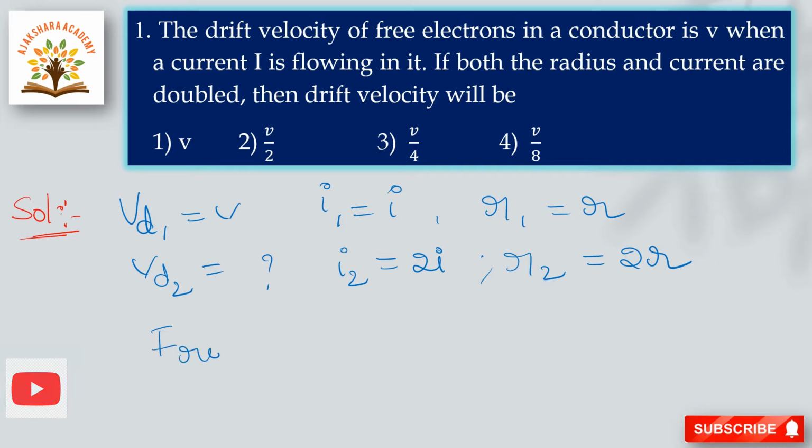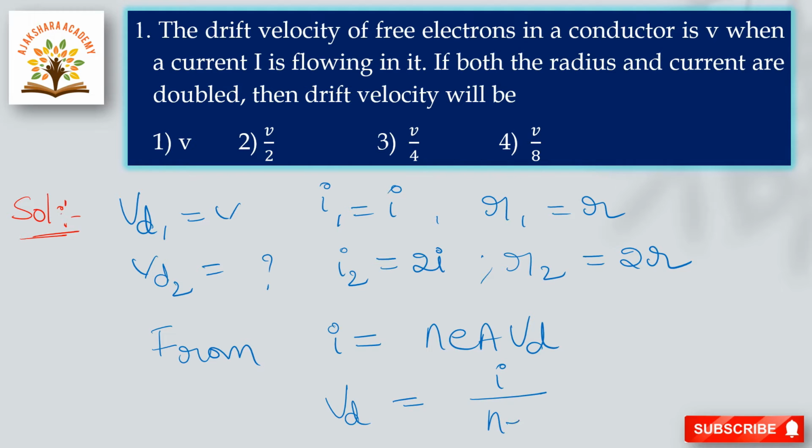From I is equal to NEAVD, VD is nothing but drift velocity, so VD is equal to I by NEA. Here A is nothing but area, so NE into pi R square. VD is inversely proportional to R square and directly proportional to I.